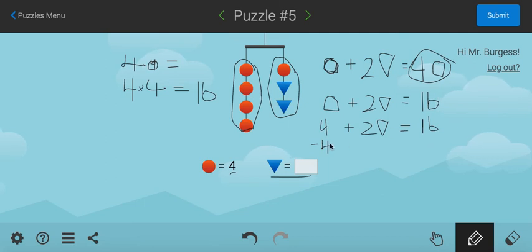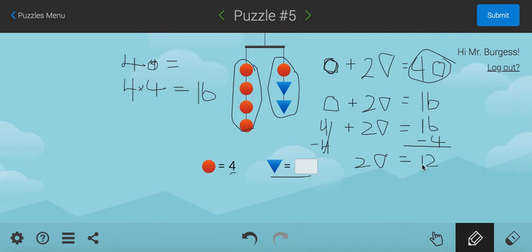But remember, if you do that to the left side of the equals sign, you have to repeat it to the right side. Okay, if you're subtracting something, you have to do it to both sides. 4 take away 4 is just 0. So 0, I don't even need to write it. It just leaves me with 2 triangles equals 12. Because 16 take away 4 is 12.